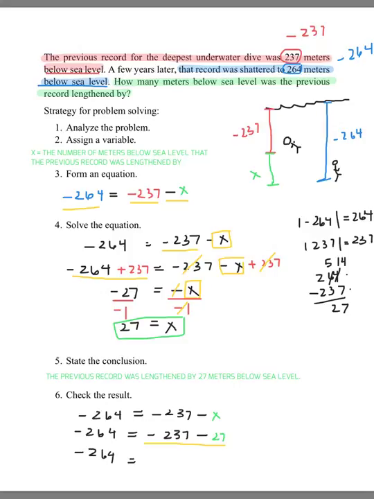And now on the right hand side, since we have a negative 237 minus a 27, they are both the same sign. So ideally, we can rewrite that as the following. Negative 237 plus a negative 27. So now they're the same sign, so we just simply have to add them on up. So we'll go ahead and do that off to the side. That's scratch work.